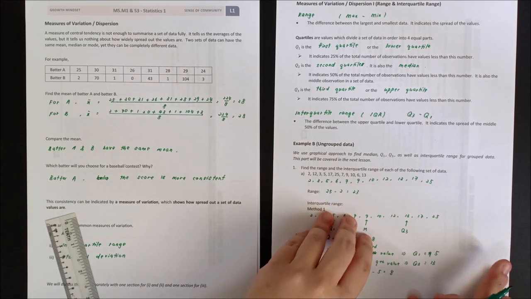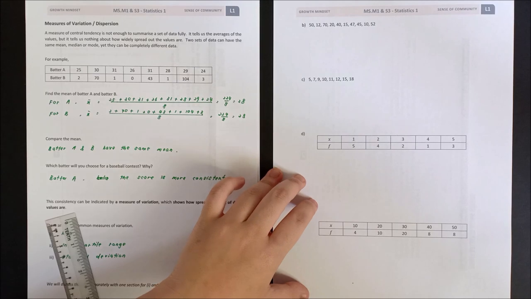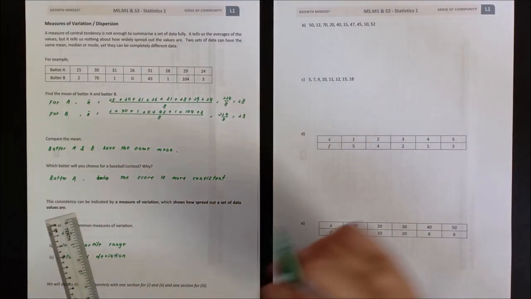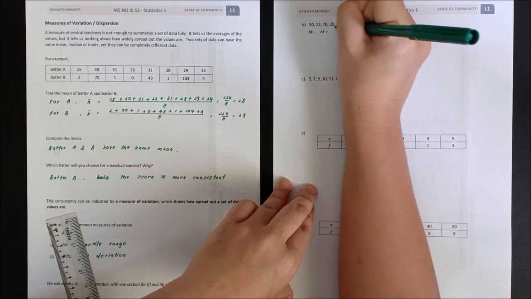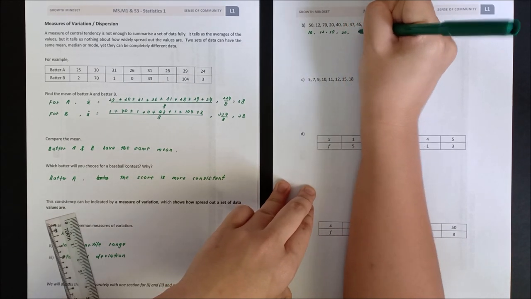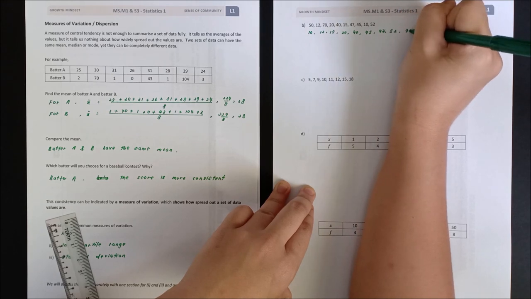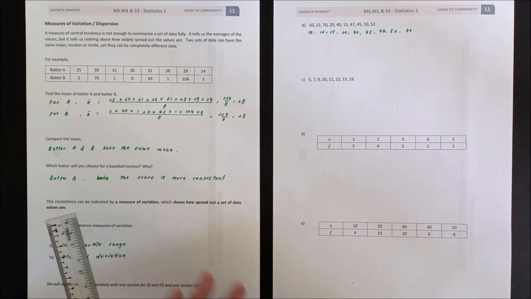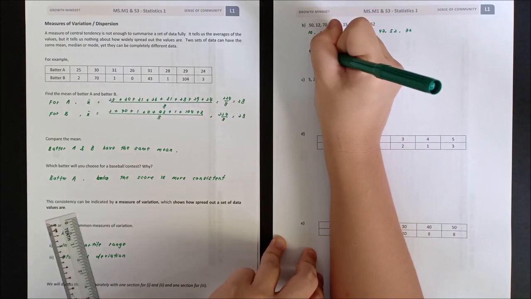Okay, so let's move on. For B, let's do the same thing, then you can try to find your range. Maybe we can try to arrange the numbers first. It depends on you whether you want to use by looking at it or the n over 4 method, you are going to get the same answer. So I'm just showing here. Let's find the range first.